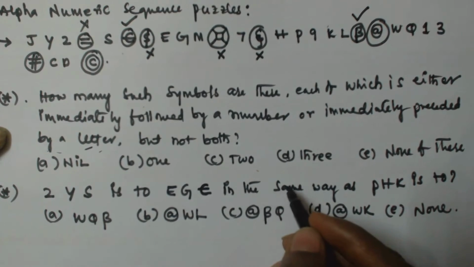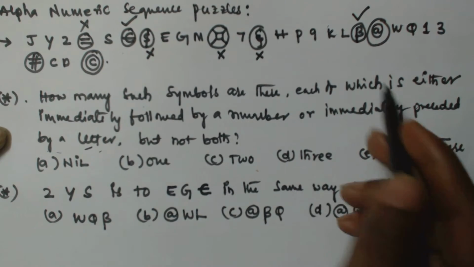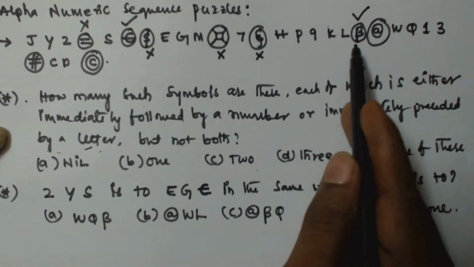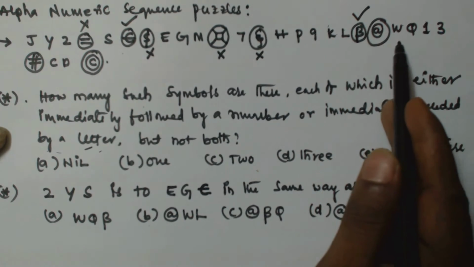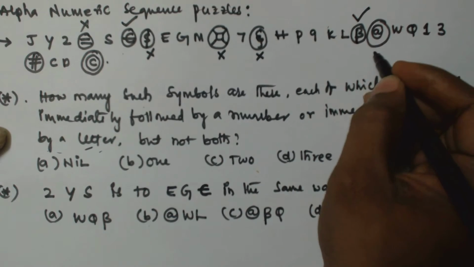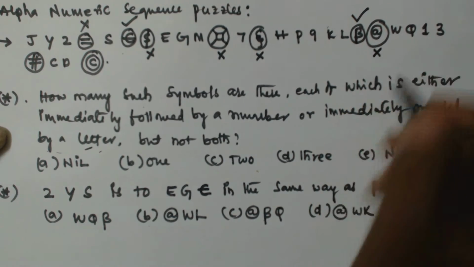I can take beta. Okay, next one is at the rate of, and it must be preceded by a letter or followed by a number. So it is not satisfying both. So that's why I do not take this one.